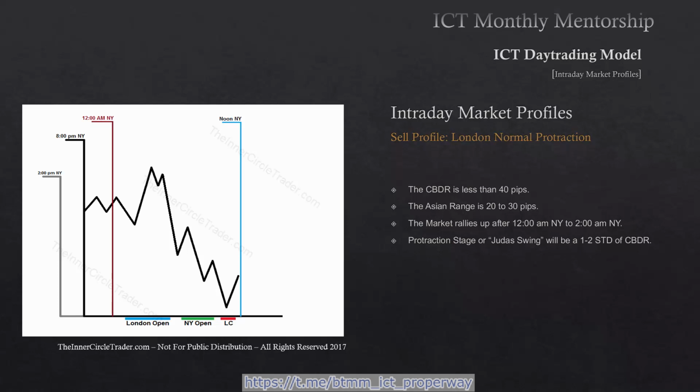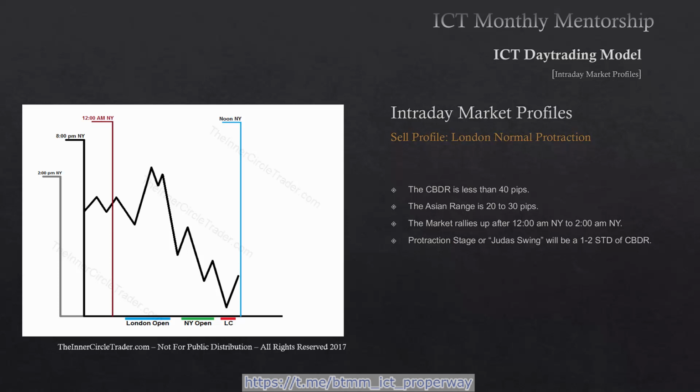You want to see immediate movement up after 12 a.m. Now, it might have a small little move down after 12 a.m., but it'll be modest. You're expecting that to turn up shortly after midnight. And you have to be looking for price movement at 1 a.m. to 1:30. It should have made a higher high than what was seen in the Asian range or central bank dealers range. That's the protractionary stage of the marketplace.